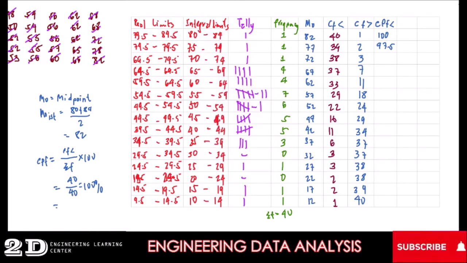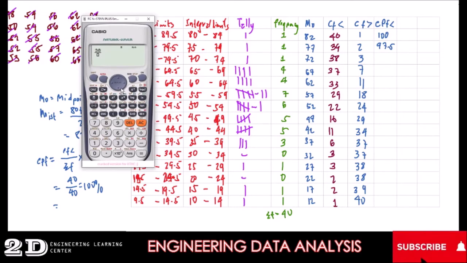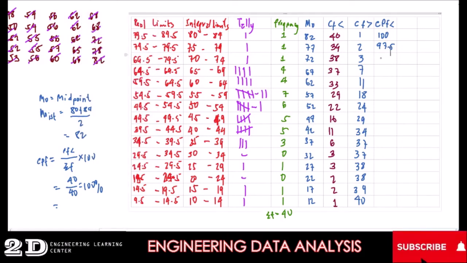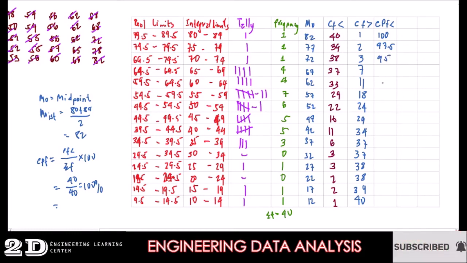We have 38 divided by 40, then times 100. So this is equal to 95. The same process for the next interval, 37 over 40, that will be equal to 92.5. Then the next one will be 33 divided by 40, that is 82.5.